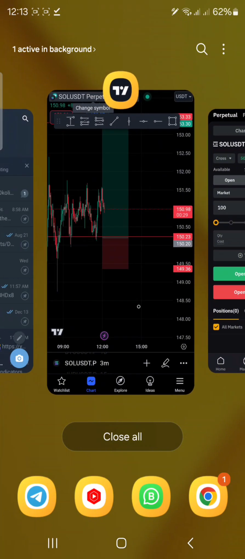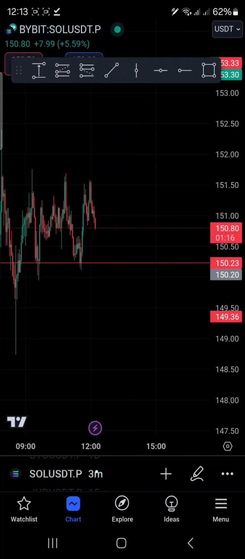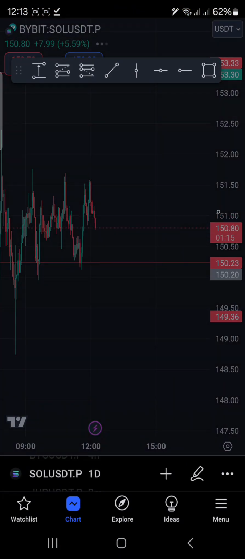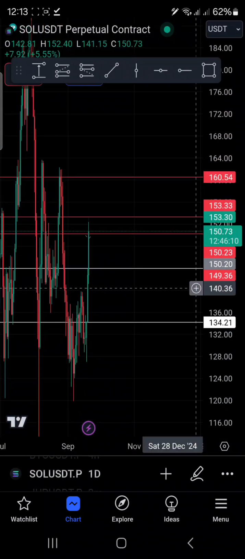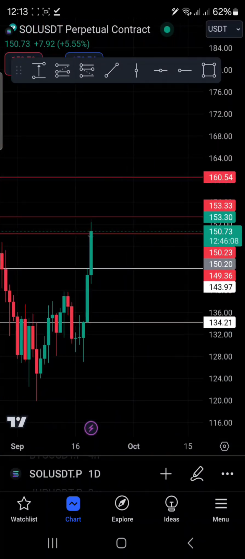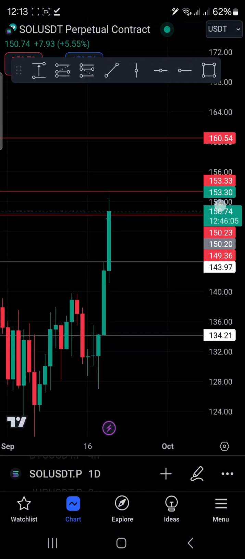So here, now what is our strategy? Let's go to the daily time frame. We'll start from the daily time frame. That's where we'll start from. So we'll mark the high and the low of the previous day. If you can see my screen clearly, you understand.